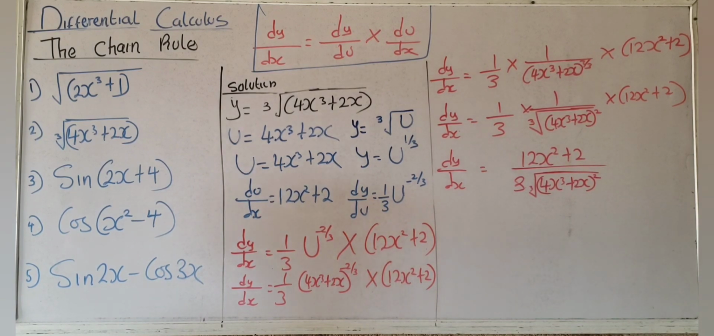Do you understand? Okay, so now we have the third question. We are told to differentiate sine of 2x plus 4. You can see that all the functions that we are differentiating have both an inner and an outer function. The inner function is the function inside the bracket, and the outer function is the function that we are given itself. Now let's proceed to question number 3.